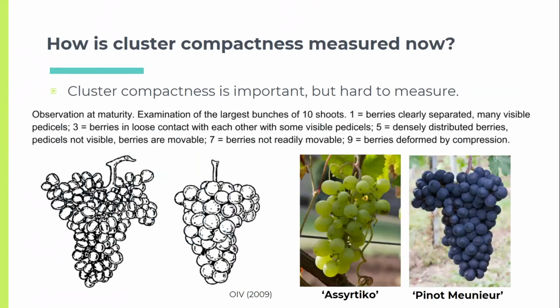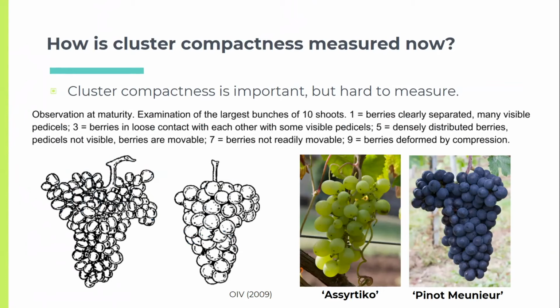And as I alluded to earlier, it's a difficult trait to measure. So one of the ways it's most commonly done now is by just a visual score, a 1 to 9, and that's determined by the International Organisation of Vine and Wine, the OIV. So you see their scale here, this 1 to 9. Berries, are they clearly separated? Can you see the pedicels? Can you not see the pedicels? Are the berries so close together that they're actually deforming each other? These are some of the things that you would use as an index to try to decide what your rating is.